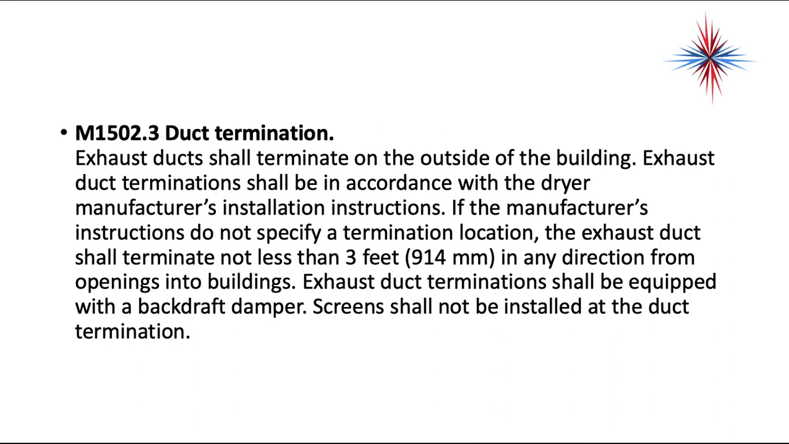Exhaust ducts shall terminate on the outside of the building. Exhaust duct termination shall be in accordance with the dryer manufacturer installation instructions. If the manufacturer instructions do not specify a termination location, the exhaust duct shall terminate not less than 3 feet in any direction from openings into buildings. Exhaust duct termination shall be equipped with a backdraft damper. Screens shall not be installed on the duct termination.